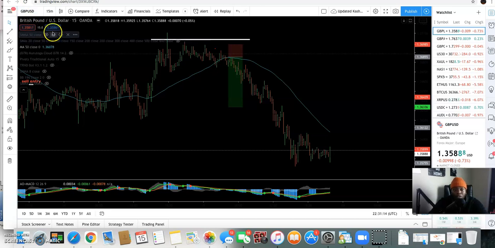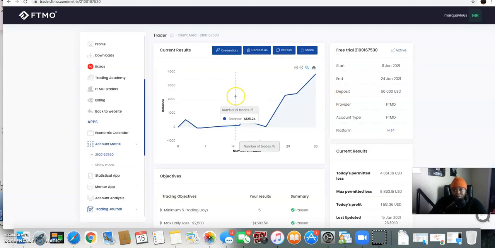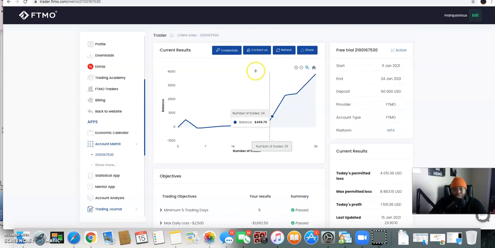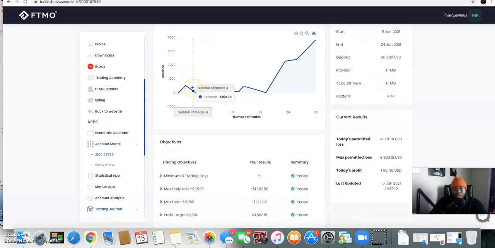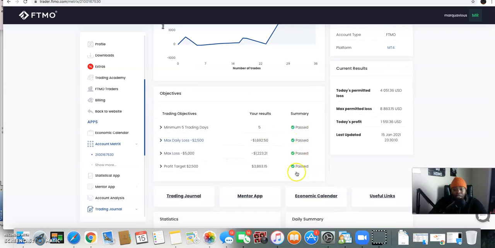We're going to go over the setup that I took. What I want to do is head over here to this FTMO really quickly. All right, so I did the $50,000 account challenge. As you can see, pass.